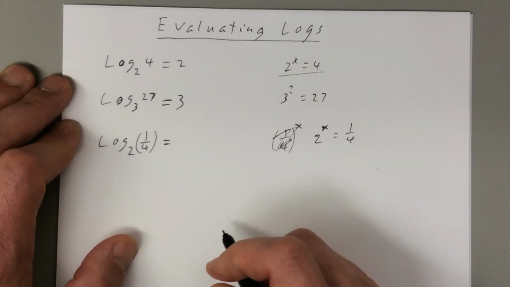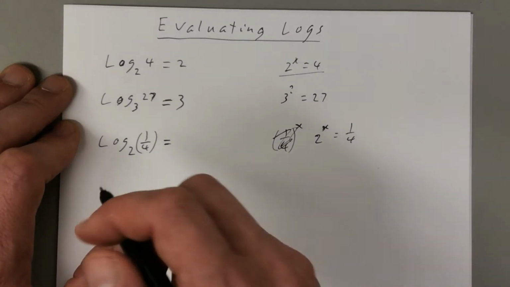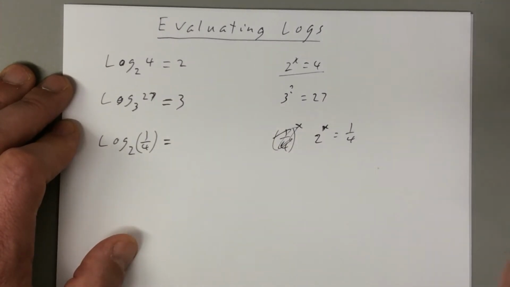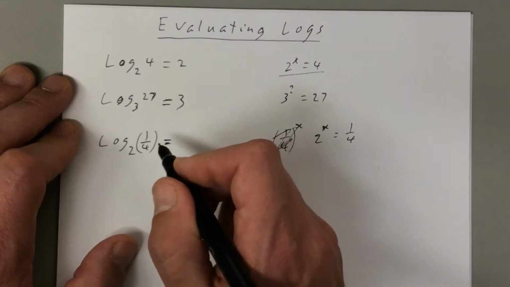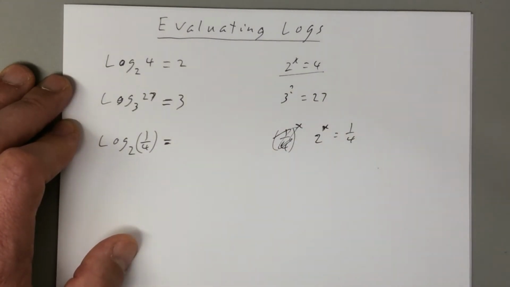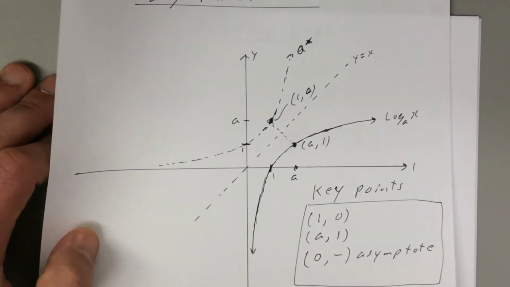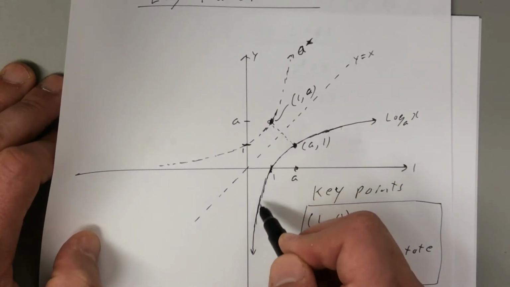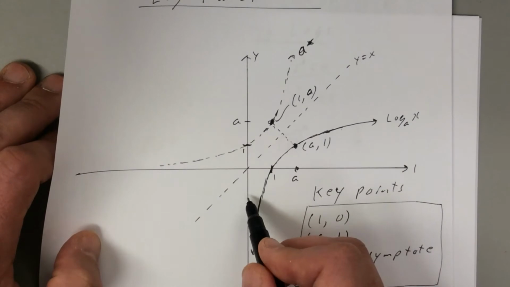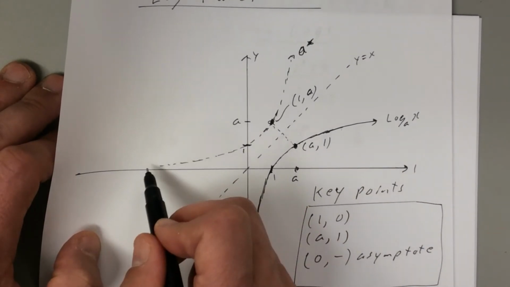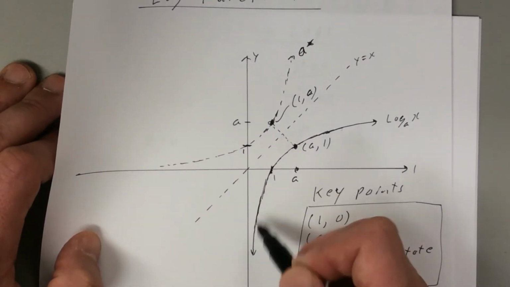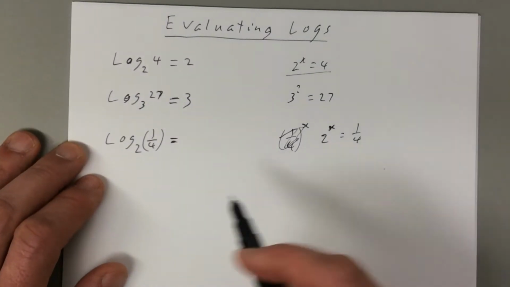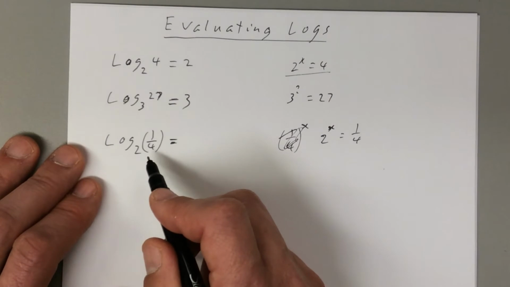Well, that's going to be a negative exponent. You can't take the log of negatives, but you can get a negative when you take the log of a number. Just by looking at the graph here, so here's a log. Logs of numbers that are between 0 and 1 are going to give you negative values, but you can't take the log of a negative x. You can get a negative y, but you can't take the log of a negative x. So log of 1/4 is going to be negative.